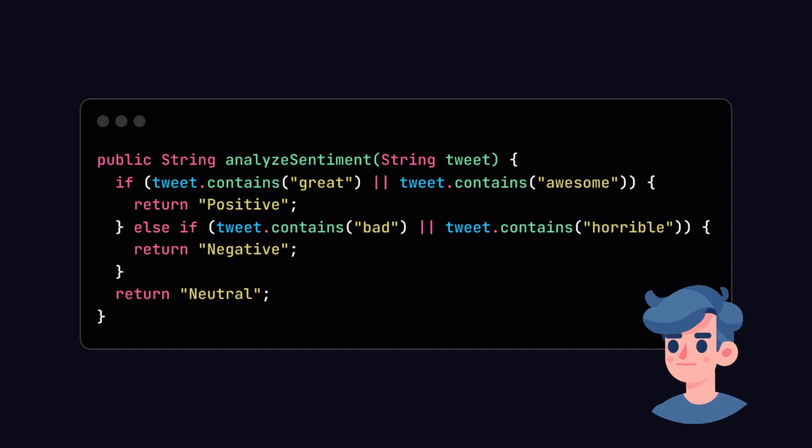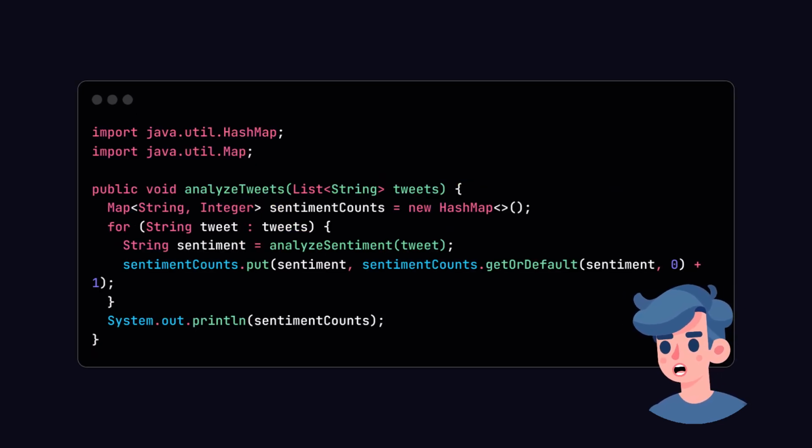For now, let's create a basic method that categorizes tweets as positive, negative, or neutral based on the presence of specific keywords. Next, we'll iterate over our tweet list and analyze each tweet's sentiment. We will store the results in a map that keeps track of the sentiment counts.